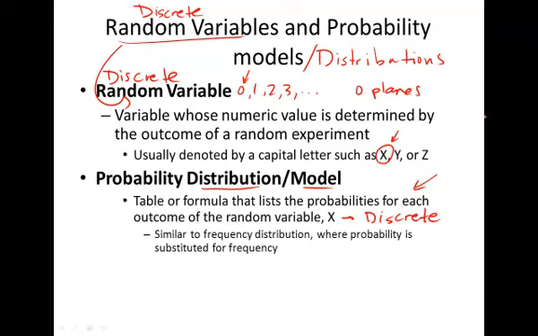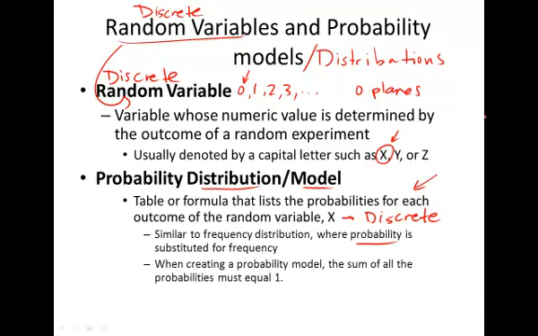All right, so the way we're going to set this up is actually very similar to a frequency distribution, which, remember, also gives us pictures of data such as histograms, relative frequency histograms, or plain old frequency histograms. But in this case, we're going to have probability substituted for frequency. And make sure that when you're creating this probability model or probability distribution, the sum of all the probabilities must equal 1. In other words, 100%.